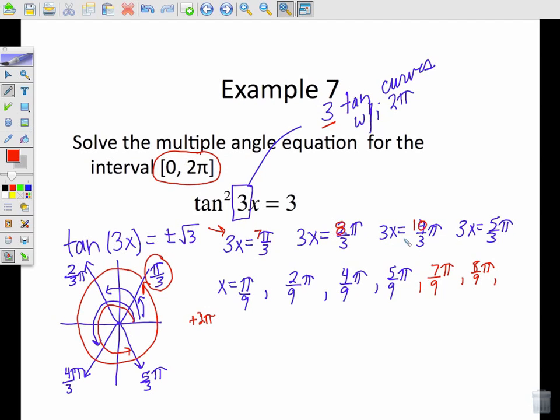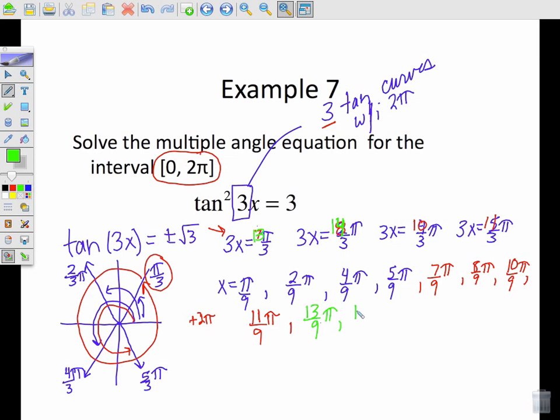On the next one, if I add 6/3 to 4/3, I'm getting 10/3. So divide by 3, I'm going to have 10/9. And I got one more here. If I add 6/3 to 5/3, that's 11/3, so 11/9. These are all still part of my solutions. My last time around, I'm going to add 6/3 one more time. So 7/3 plus 6/3 now is 13/3. 13/3 divided by 3 is 13/9 pi.